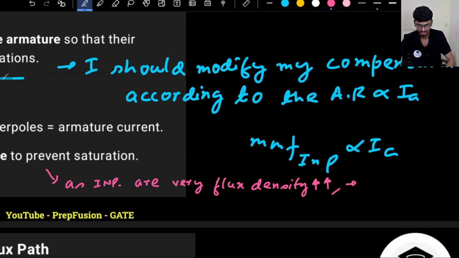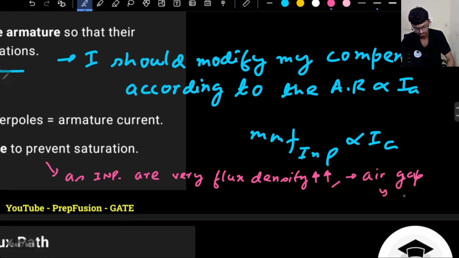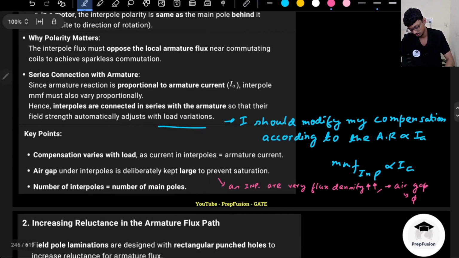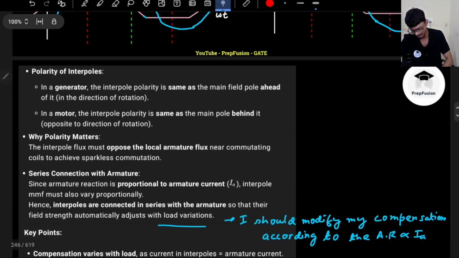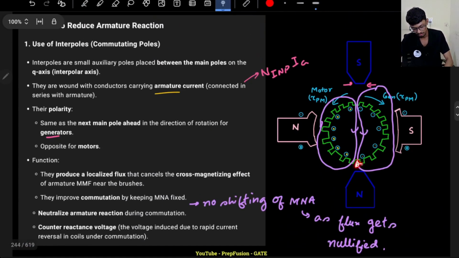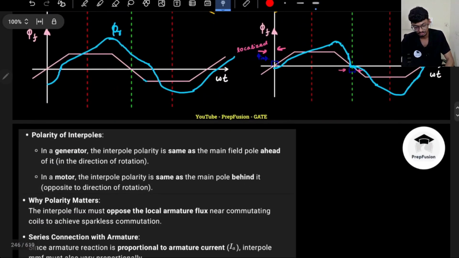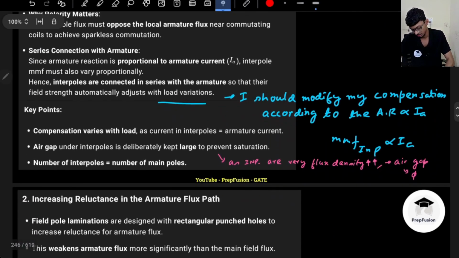That means saturation can happen. To prevent that, what do we do? We make the air gap higher to reduce the flux density, to reduce the overall flux, because reluctance will be higher then. So that's why we keep the air gap higher, so that the core does not get saturated.